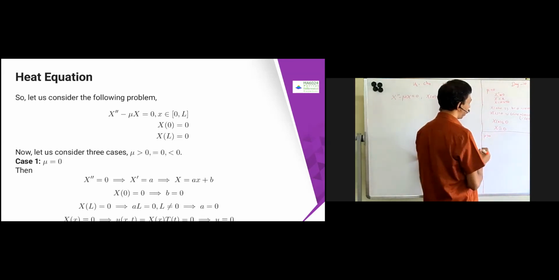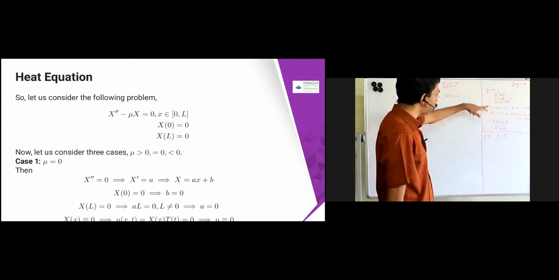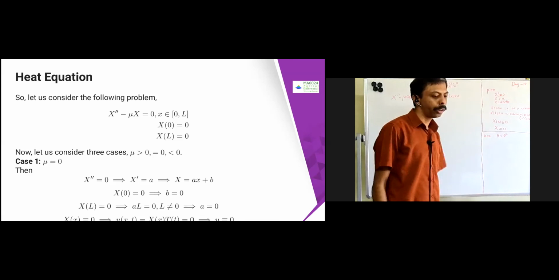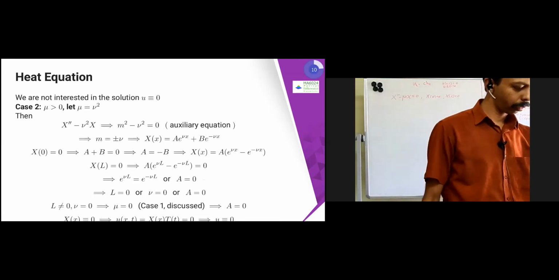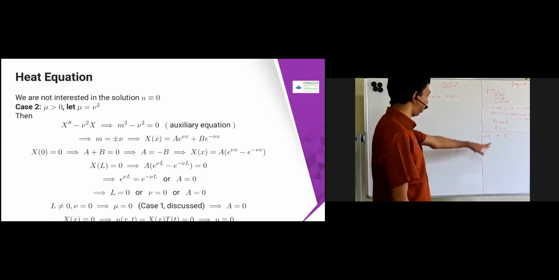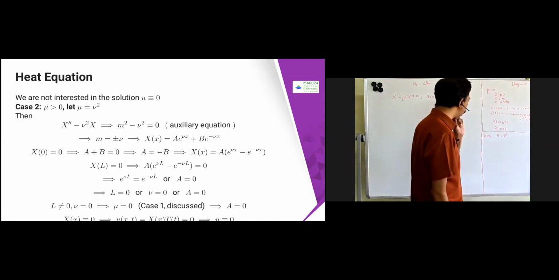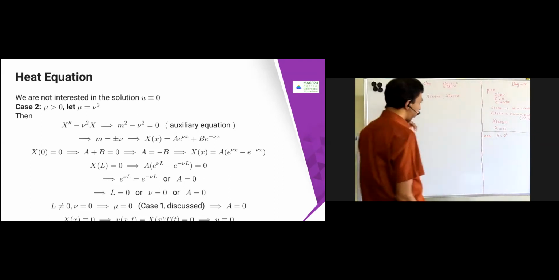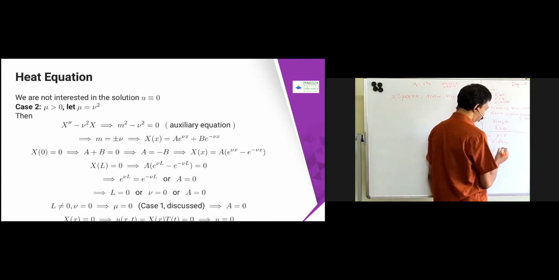If mu is greater than 0, I can write mu equal to mu square. Any positive number you give, you can just write that. I'm just writing it for convenience, so that I can solve this problem: x double dash minus mu square x equal to 0.